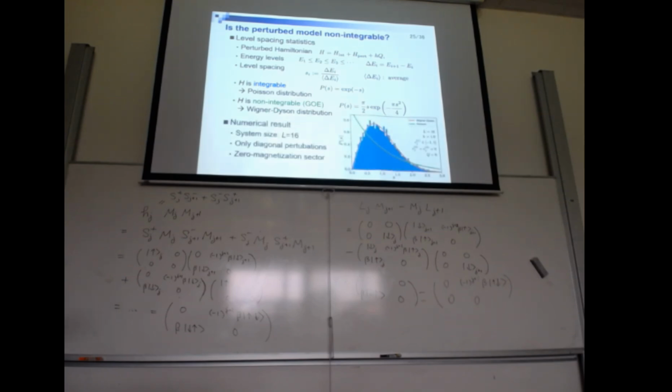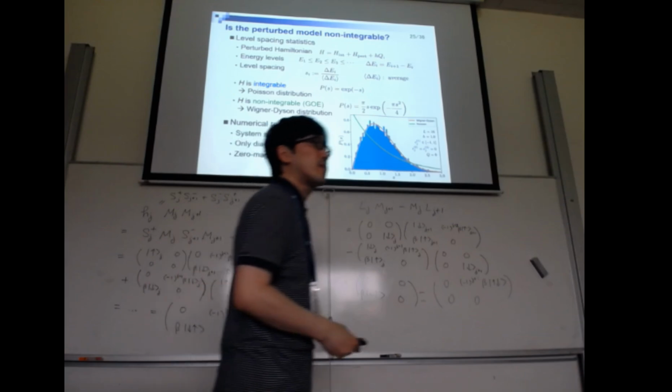And here's the numerical result. I have studied the 16-site system with only diagonal perturbations. I didn't add the hybridization term. This is the result for the zero magnetization sector, and you see this P(s) beautifully follows the Wigner-Dyson distribution, which suggests that the model is non-integrable. Does this hold for any kind of non-integrable model?